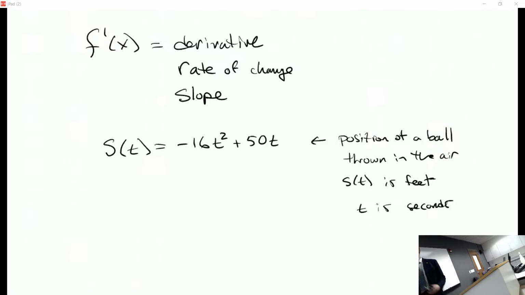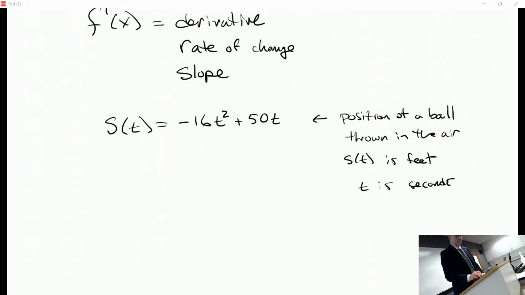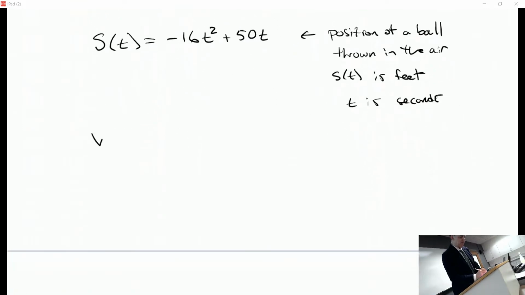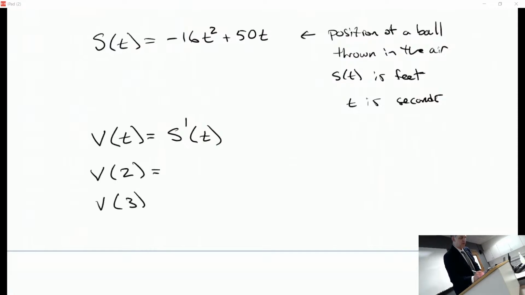When we talk about how fast it's moving, velocity could be positive, moving upward, or negative, moving downward. So how fast this is moving is the derivative. It's the rate of change. So throw this thing up in the air and you get this. Let's go ahead and figure out the velocity. The velocity of this object is the derivative of the position. And then once we have that velocity, we could talk about the velocity of the object after a certain number of seconds. So maybe 2 seconds after I throw it up in the air, we could figure out what the velocity is, 3 seconds after I throw it up in the air.